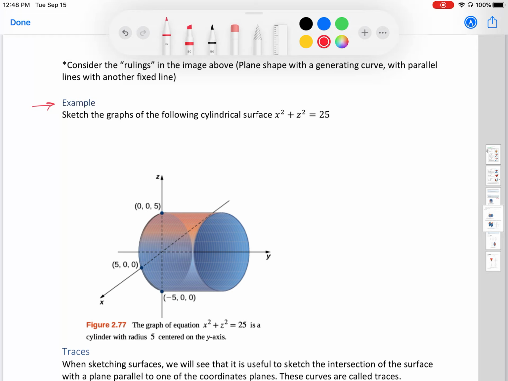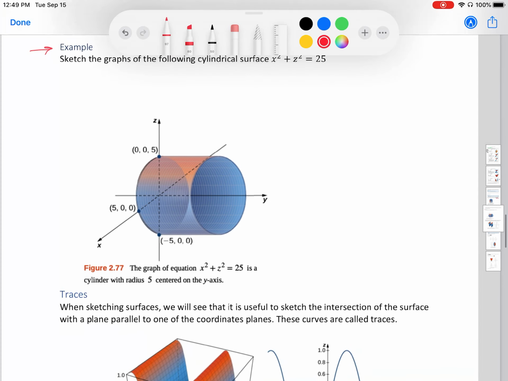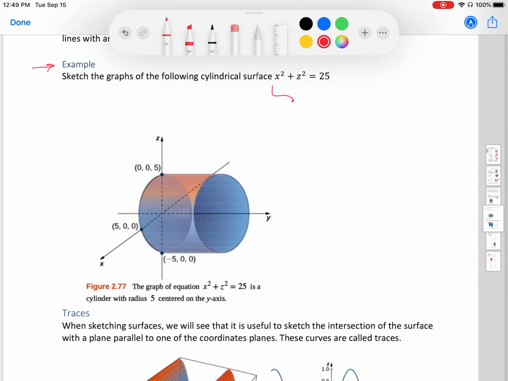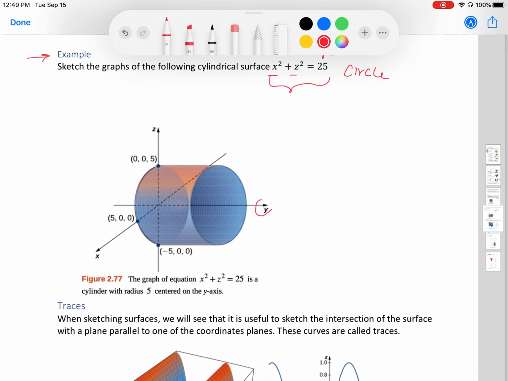Now we want to sketch the graph of the following cylindrical surface. Well, here we have it. We know from our graph, we have x squared plus z squared equal to some radius squared. We know it's a circle, but it's along the x and z plane. So our y plane extends on forever. It takes on every y along its path.